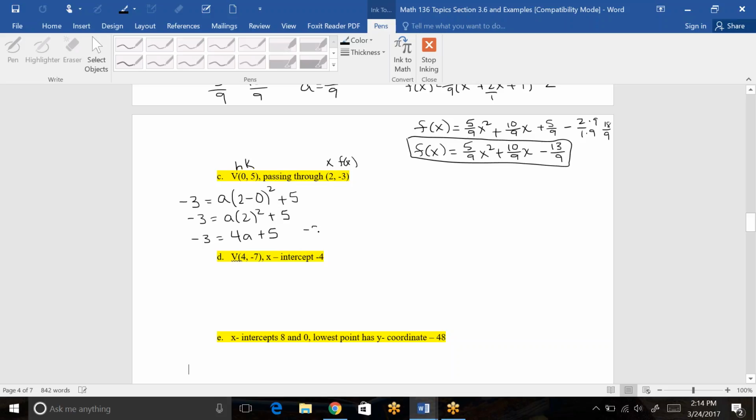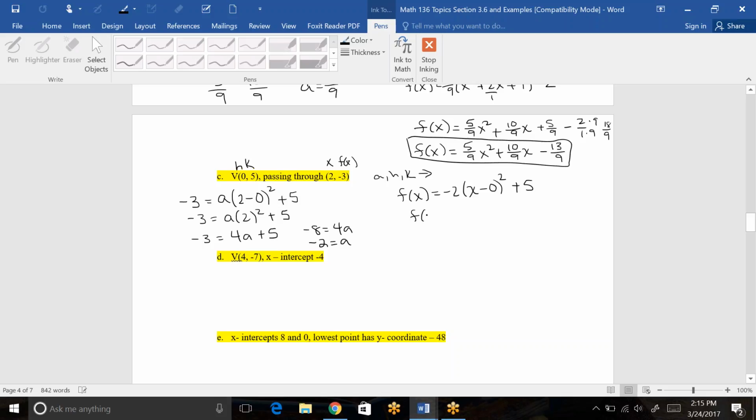Subtract over the 5, we get -8 equals 4a. So -2 is a. So this one should work a little quicker because we didn't get a fraction for a. So I take my a, my h, and my k, remember to plug back in. So f of x equals -2 parentheses x minus 0 squared plus 5.